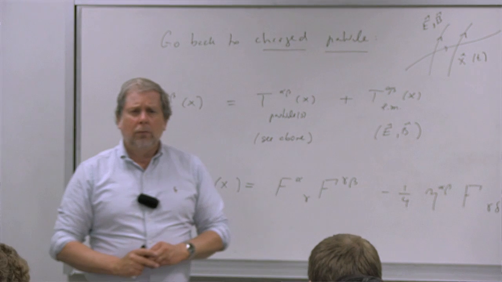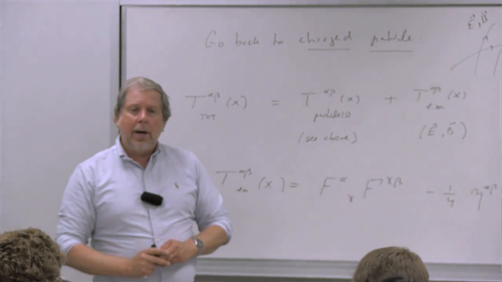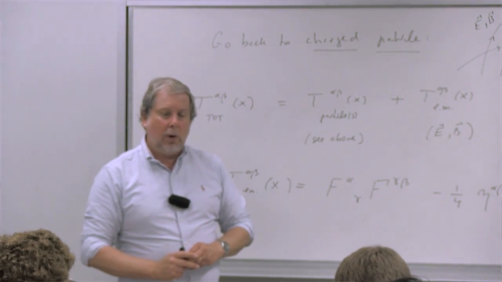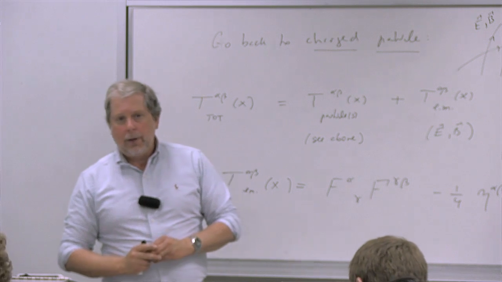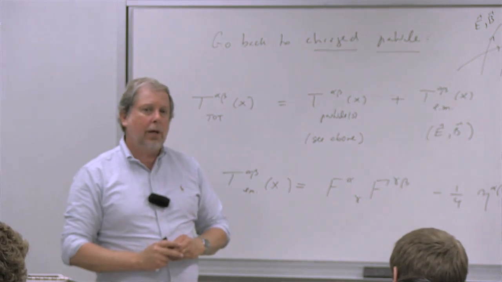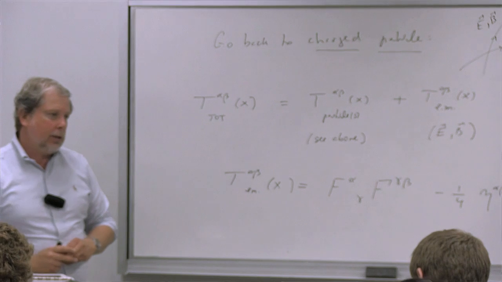Yes? What about F F twiddle? Yeah, you could have an E dot B term as well, but that's not there. So this is the correct combination. Yeah, you could use the epsilon symbol as well.